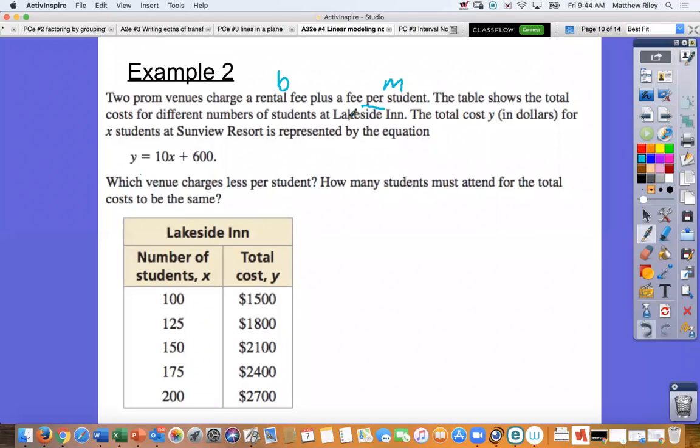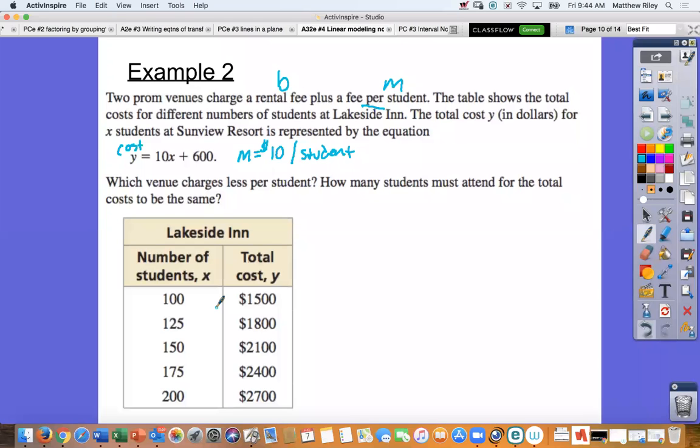So we read the rest of this, the total cost in dollars for x students. That means my cost here at Sunview Resort is going to be $10 per student with an initial fee of $600. So at Sunview, my slope is going to be 10, which is $10 per student. And that also means that that 600 is my rental fee. Does that make sense?